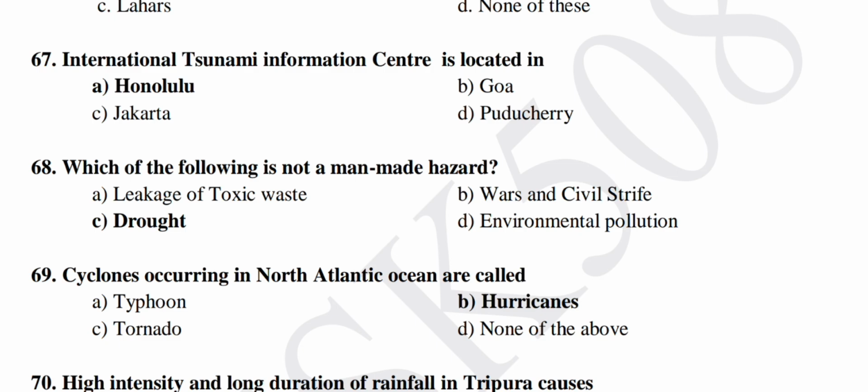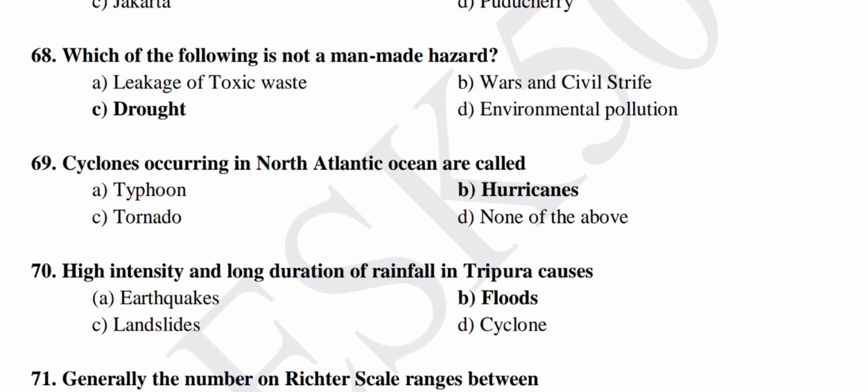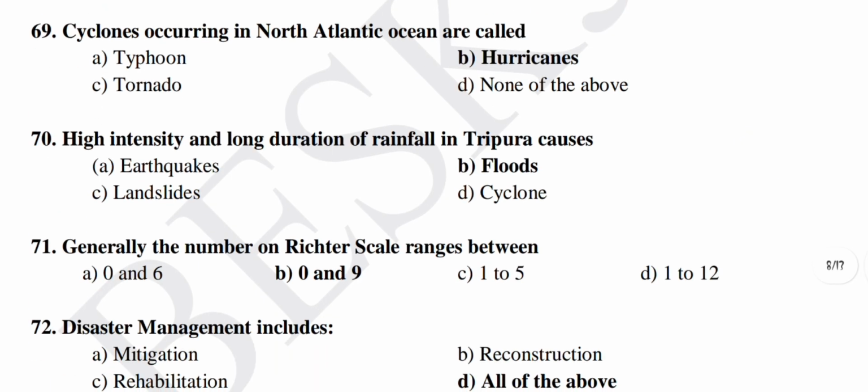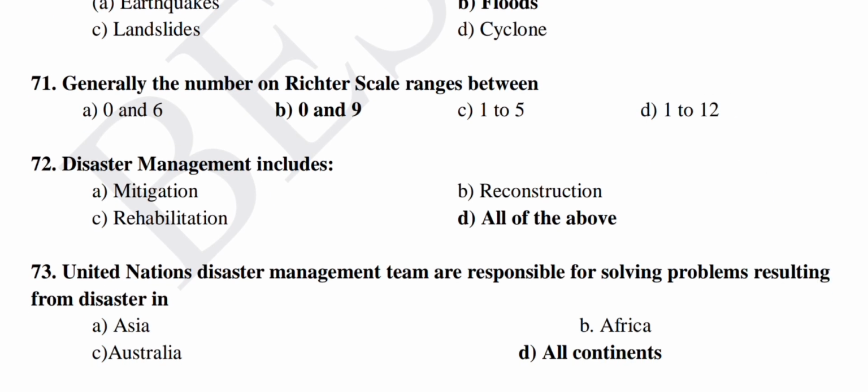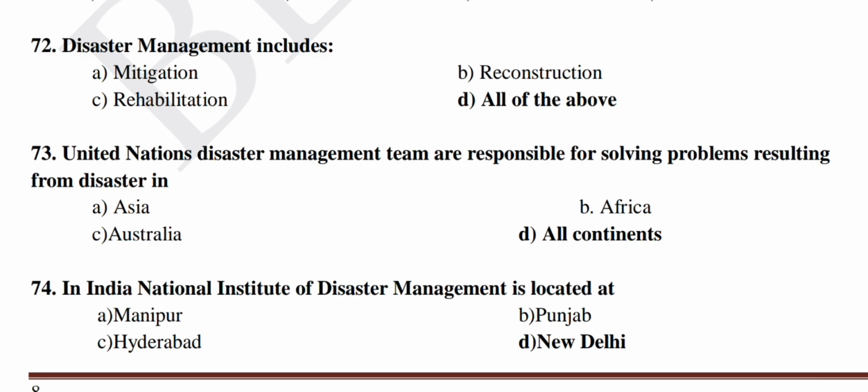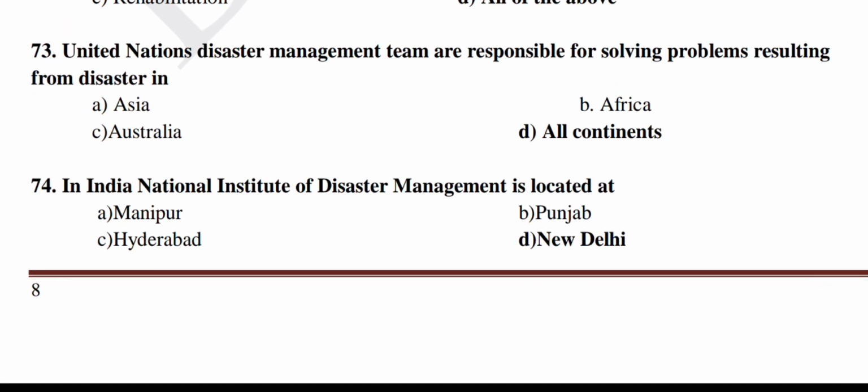Which of the following is not a man-made hazard? Drought. Cyclones occurring in the North Atlantic Ocean are called hurricanes. High intensity and long duration of rainfall in Tripura cause floods. Generally, the numbers on a Richter scale range between 0 to 9. Disaster management includes all the above. The United Nations disaster management team is responsible for solving problems resulting in all continents: Asia, Australia, and Africa, all the continents.